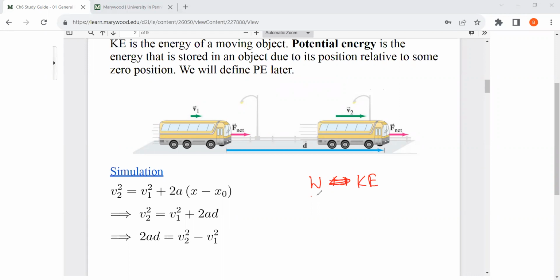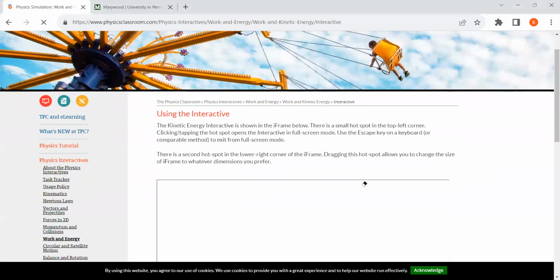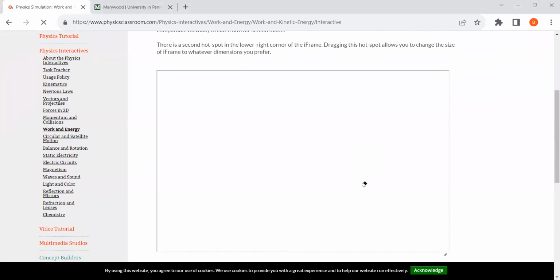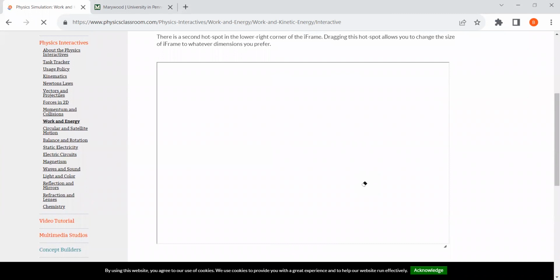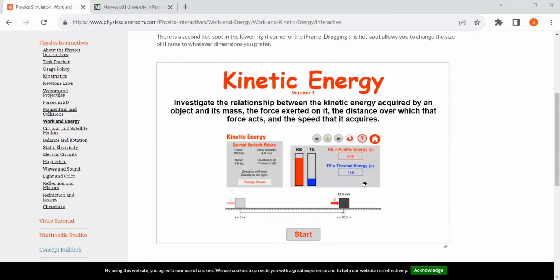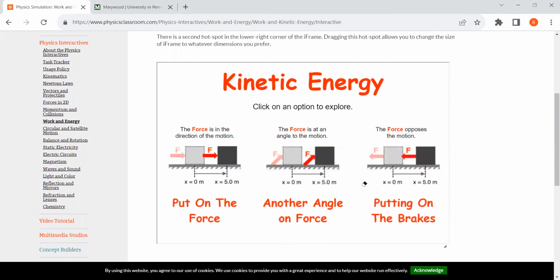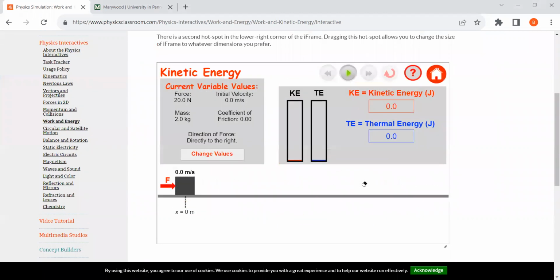Which is easier to understand. That's why I'm showing the simulation, and then I will be discussing the final form. So let's go to the simulation and then come back here to discuss the final form. But if you are interested in how I derived it, just go through it. All right, so this is the thing we need.